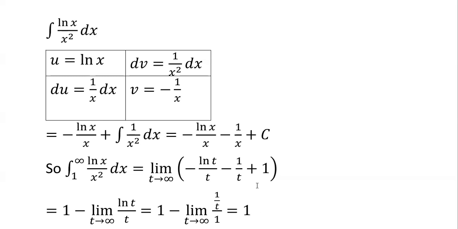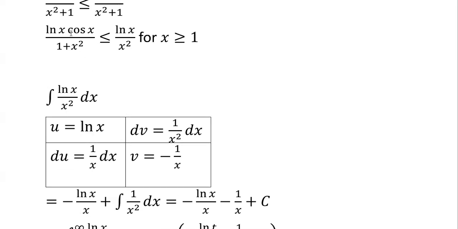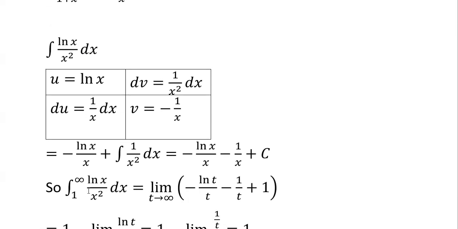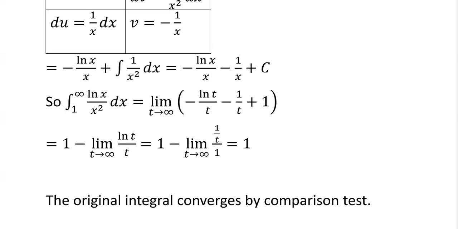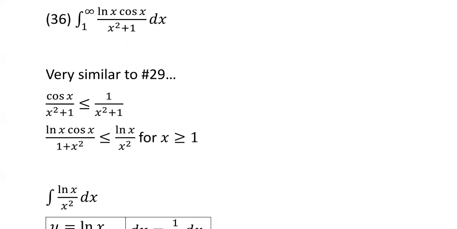The limit is 1. Since this guy converges, and our guy is even smaller than this, pretend it's an improper integral, or right here, I guess, our guy's going to converge as well by comparison test. So honestly, the hard part is deciding the function to compare with. And this is one example of a function that works.